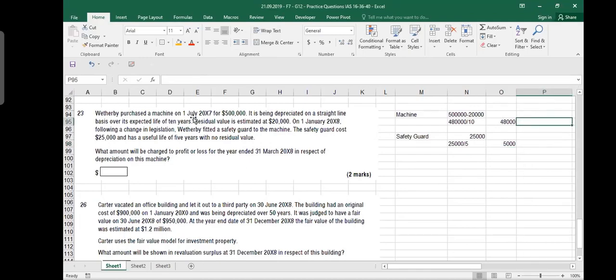When did you purchase the machine? When are you making your financial statements? 31st of March 2008. The machine was purchased on 1st of July 2007. So how many months? 9 months for the machine, right? So we put here 48,000 multiplied by 9 divided by 12. And then the safety guard, when did you purchase it? 3 months back, like in January. So you've got 3 months for that: January, February, and March, because your year is ending on 31st March. So I put here 5,000 multiplied by 3 divided by 12.